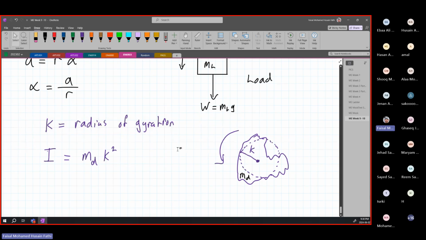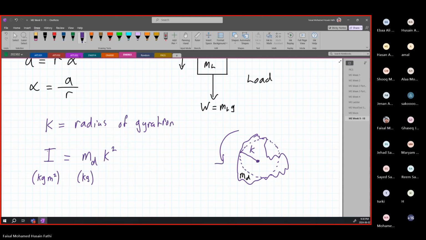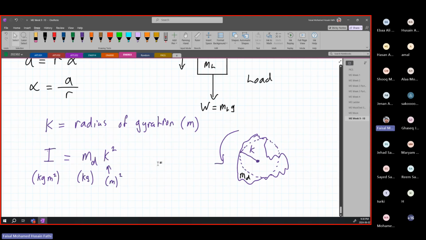No need to get confused too much about radius of gyration. All you need to know is that when this is given, it is used to find the inertial moment or second moment of inertia. And remember the units here. Inertial moment is going to be in kilograms meters squared. Mass is obviously in kilograms, and K is in meters, which will be squared on the outside, all right? The square over here. All you need to know is that if you see radius of gyration and mass of the drum, you multiply this with the radius squared, so you can find your inertia, and then you can solve.